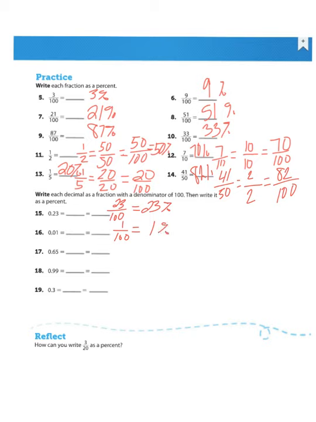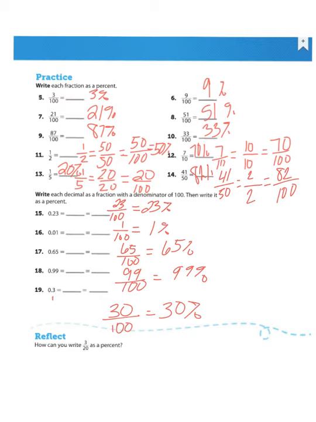Number 17, 0.65, that would be 65 over 100, and that would be 65%. Number 18, 0.99 is 99 over 100, and that would be 99%. And 0.3, this is in the tens place value, so it's not going to be 3 over 100, it's 30 over 100. And that would be 30%.